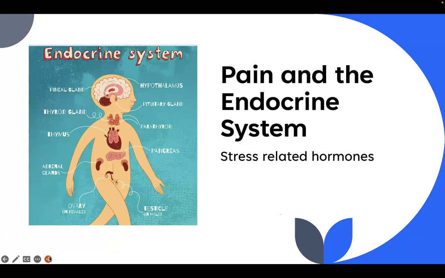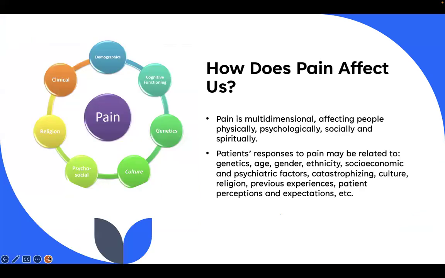And then, there's a lot of research that shows that chronic pain may lead to changes in the way the endocrine system functions over time. So how does pain affect us? There's still a lot to learn about it and how and why people feel pain in different ways.